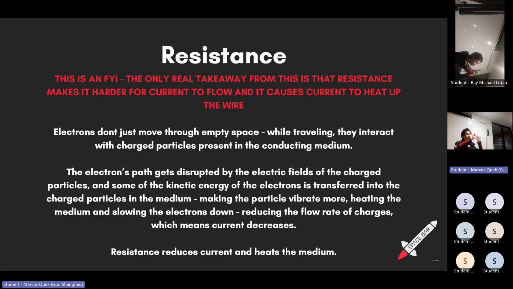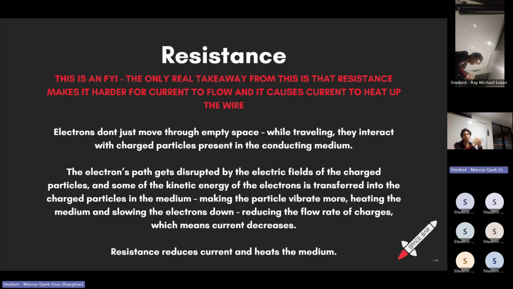So whenever you have a current moving through space, they will usually hit some kind of charged particle present in the conducting medium, which can be air, it can be water, it can be whatever, okay? So all of the charged particles in the medium have electric fields of their own. So as the electron moves, it gets deflected off of the electric field of the charged particles. And this disrupts its velocity. So it decelerates the electron.